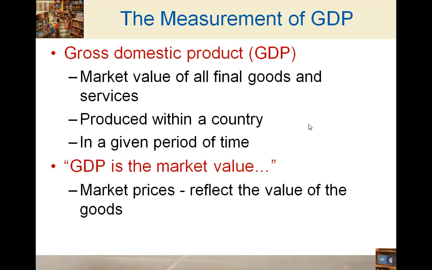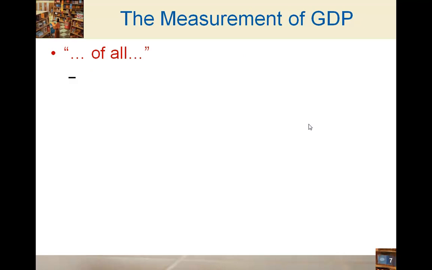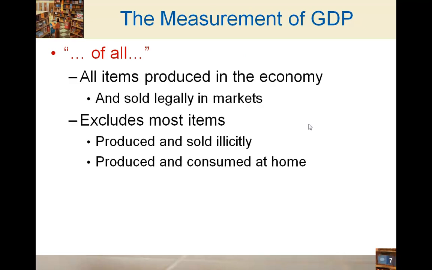The first part, market prices. When we say market prices, what we mean is that the value of the good has been basically made in a market. Now, if it's not made through a market, then it doesn't go into GDP. Of all goods and services produced in the economy, when we say of all, we mean all items produced in the economy. They must be sold in a legal market, though. So, for instance, if we have any goods that are produced and sold illicitly, such as drugs, or services that are sold illicitly, such as prostitution in most places, that would not go into GDP.